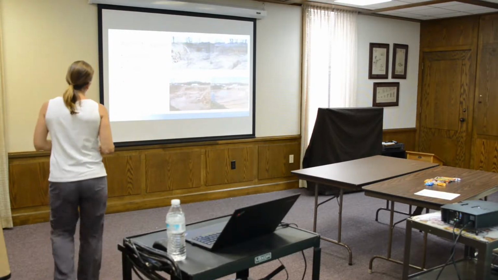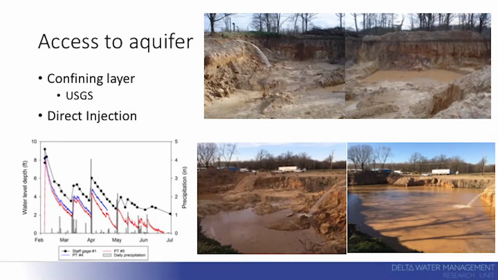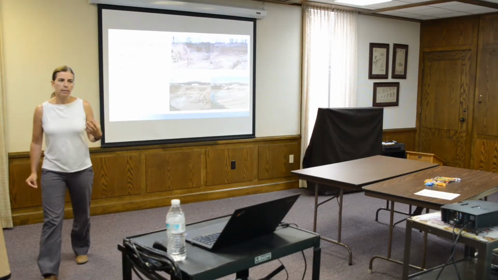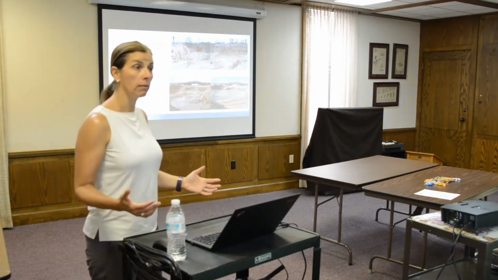So we saw the water going into, so the blue line and the red line are pressure transducers. This is water level depth in the pit. This is after we stop pumping, and then we see a precipitation event, and then we start to see this decline, precipitation event, and we start to see the decline. And then this black dashed line is another staff gauge nearby. So this tells us that water is leaving the pit.